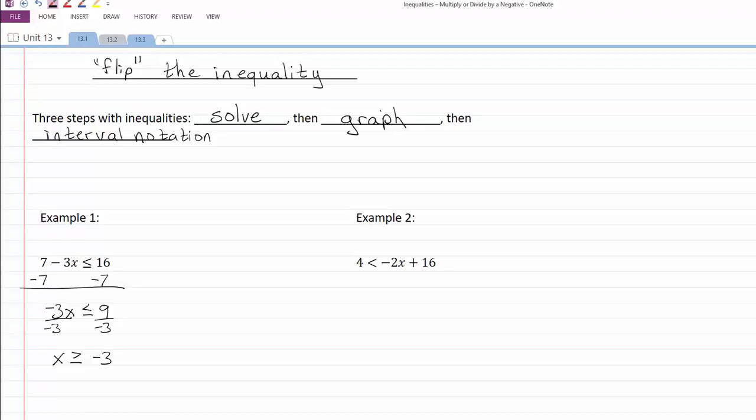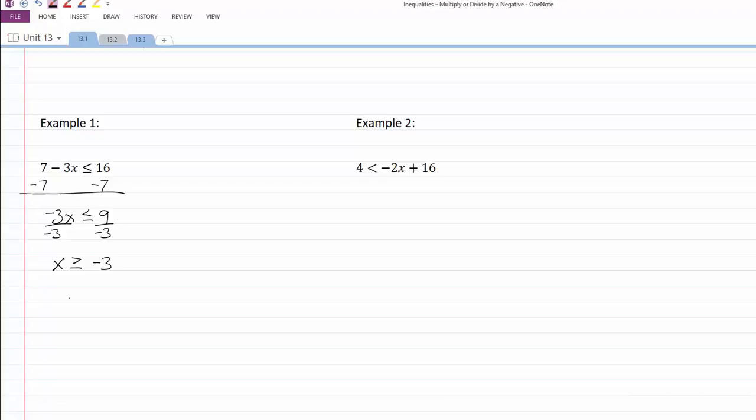So now that I have it solved, let's graph this. So again, we'll just do a simple number line. I'll put in my negative 3. Because of the equal on here, we're going to have a closed dot. Now this time it says that x is greater than or equal to negative 3. So that means it is off to the right. We're going to positive infinity. So now we're going to graph this. We're going to go from negative 3 to positive infinity.